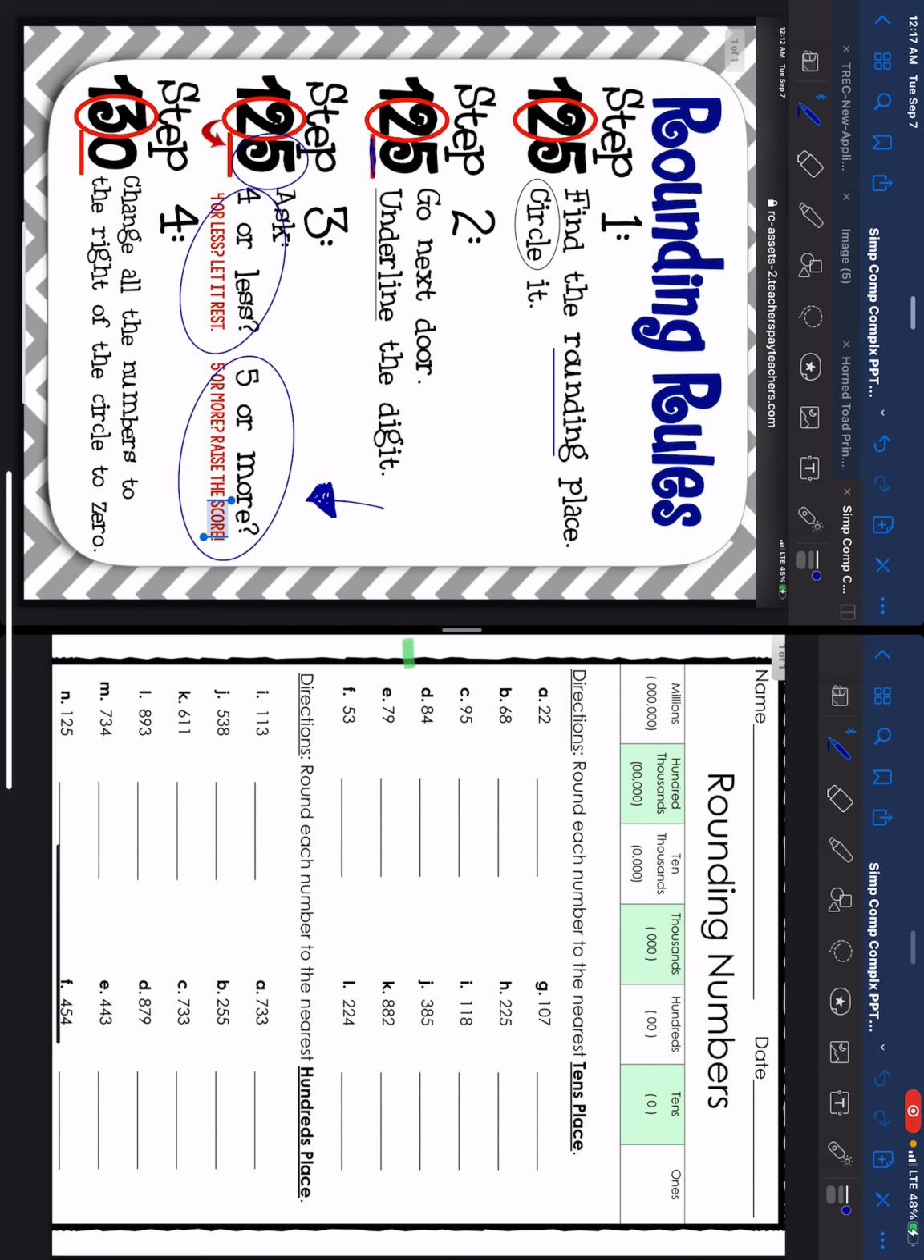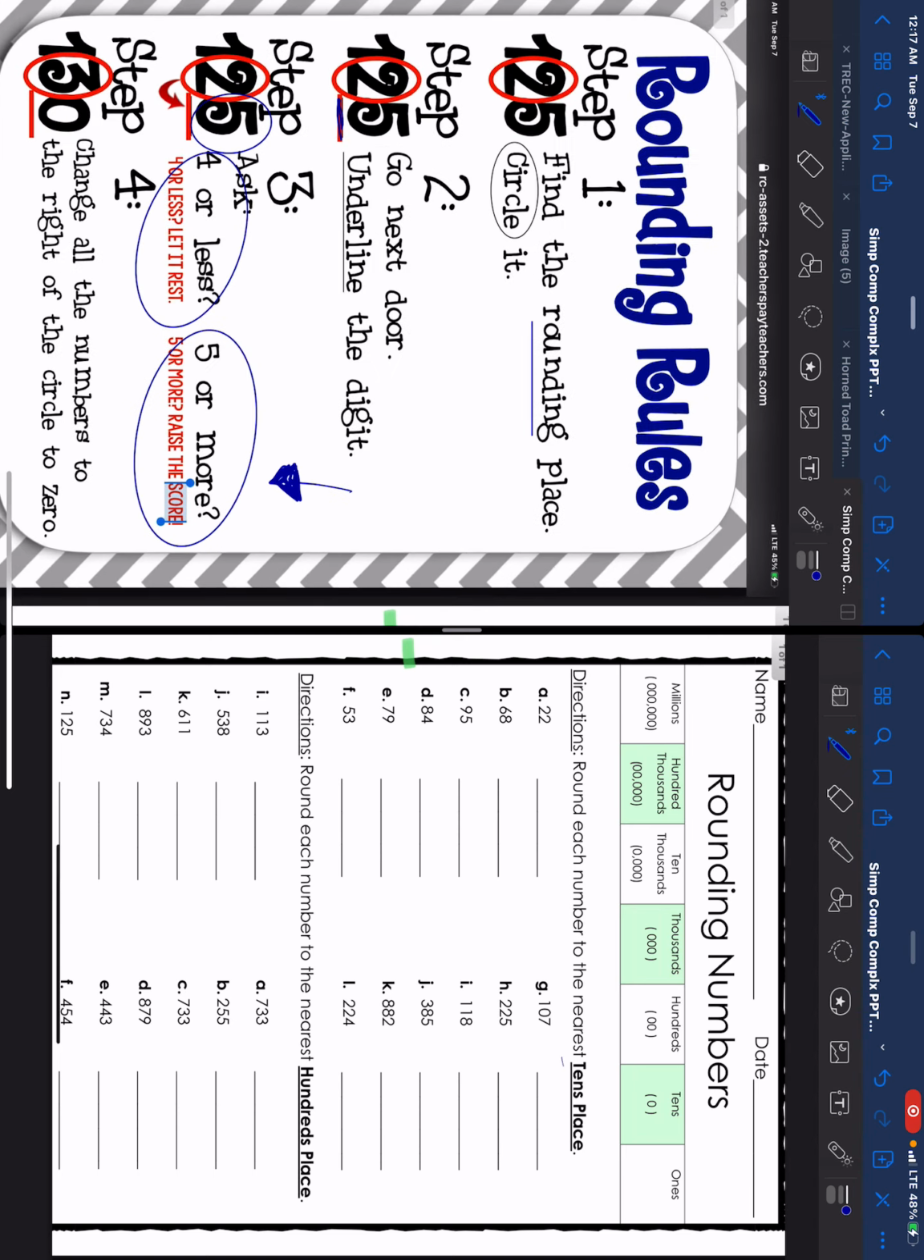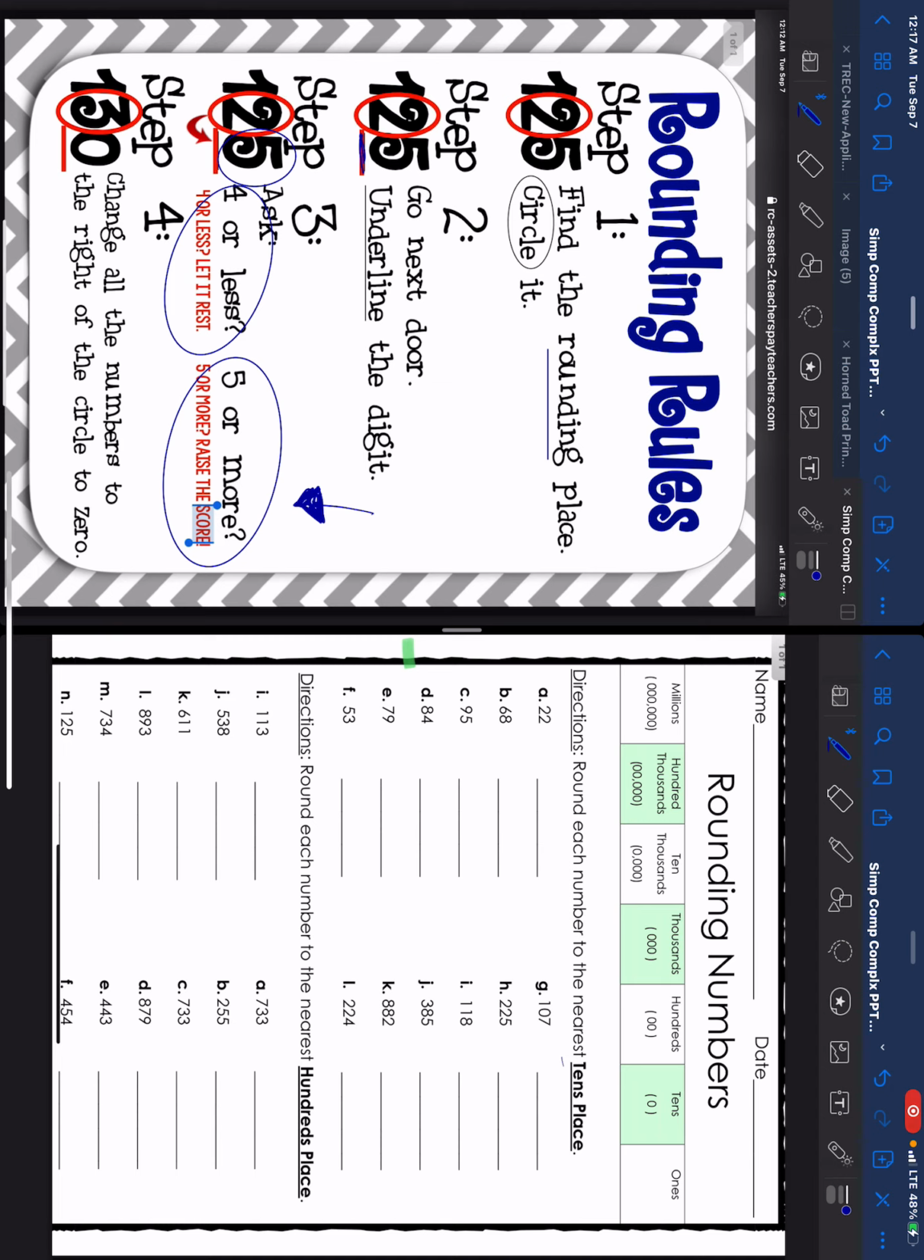We're starting out small, okay? So directions: round each number to the nearest tens place. When you hear me reading off a rule, I'm reading it from this side. So we're rounding to the nearest tens place. So this is ones, this is tens. All right. So I find the rounding place, which is the tens, and I'm going to circle that.